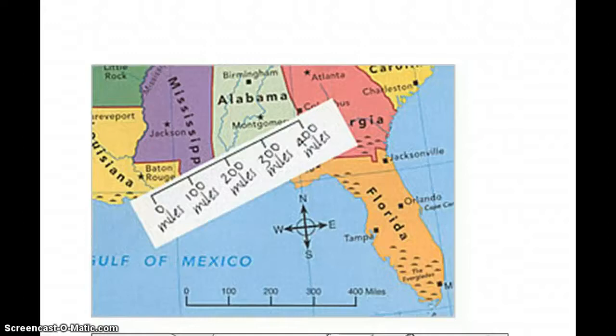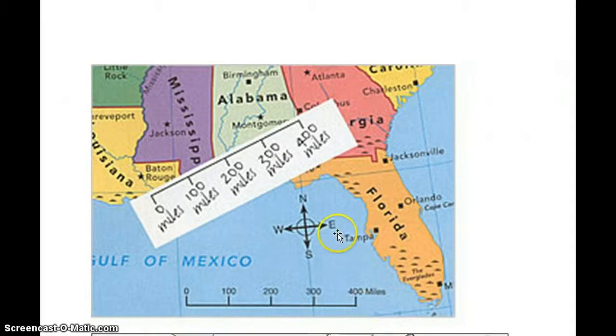The next element of a map we will discuss is scale. Scale compares the measurement on a map to how far the distance is between locations. For example, this map has scale on the bottom, shown here. The scale is about 1 inch to 200 miles.